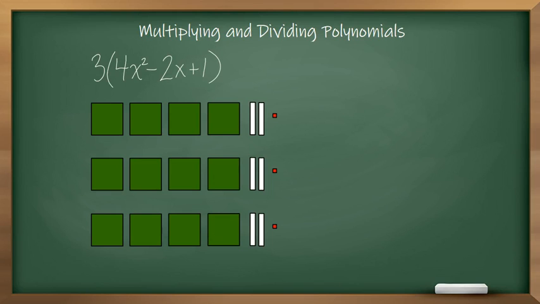So then I just need to find out what the total is. So in total I would have 12x squared tiles, I would have 6 negative x tiles, and I would have 3 1's tiles. You can also do that just symbolically by expanding the brackets, so multiplying 3 by everything inside the brackets. Either way, as our answer, we should get 12x squared minus 6x plus 3.